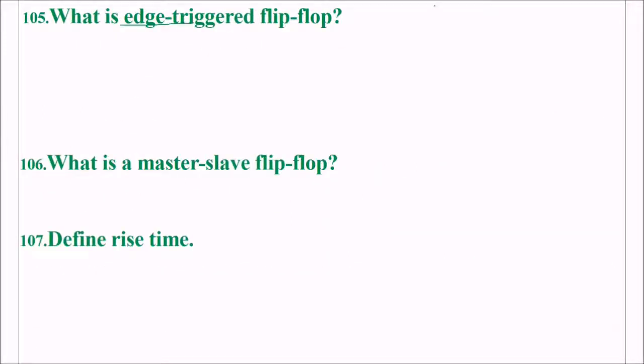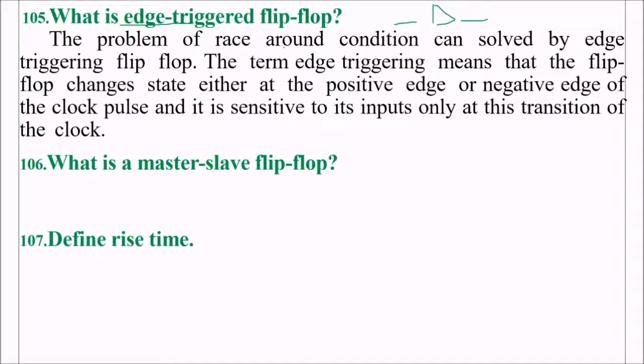What is an edge triggered flip-flop? You have seen the race around condition now. The problem of race condition or race around condition can be solved by edge triggering the flip-flop. This term edge triggering means that the flip-flop changes state either at the positive edge or a negative edge of the clock pulse, and it is sensitive to its inputs only at the transition of the clock.